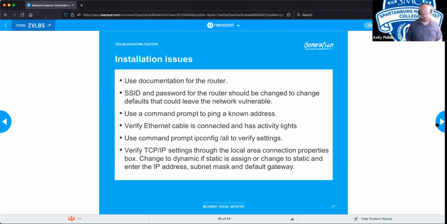You could also use Google's DNS address if you so choose. That one never goes down, at least it has not to date. Make sure the router itself is plugged in and the lights are on. And then you can also use your command prompt and go to ipconfig /all to verify your settings. Or if you're using a Mac, use ifconfig /all, and that'll give you all your network settings and you can verify that they are correct.